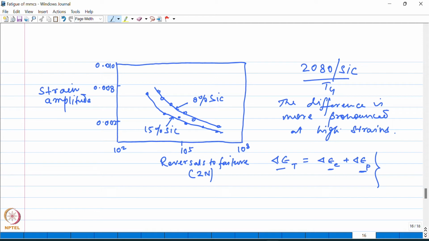And as I said before, this difference in the fatigue life is most pronounced at high strengths, and this is primarily because of the lower cyclic ductility of the composite, which leads to a decreased ability to resist plastic strain accumulation, and therefore it will lead to early failure.